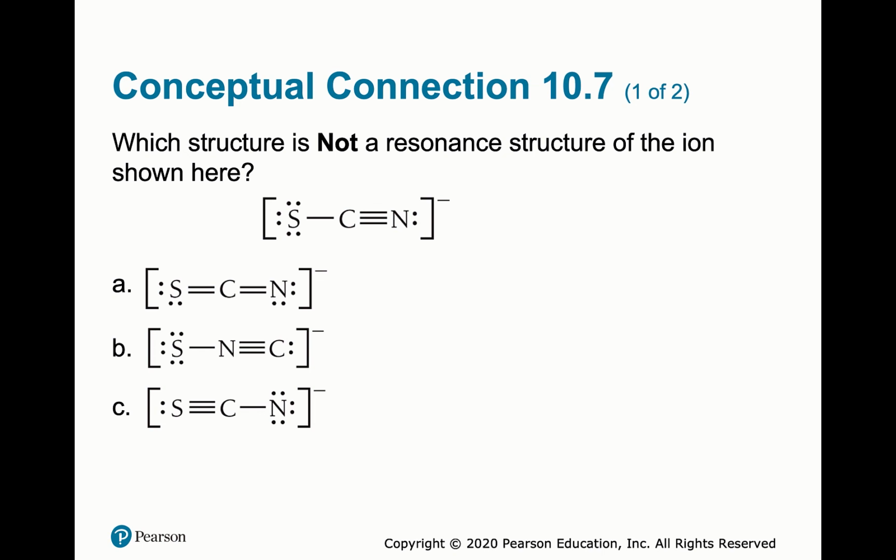The one that's not the resonance structure would be B, because the atoms are exchanged. So here you have sulfur, carbon, nitrogen, carbon's in the middle for that one. B, you've had the atoms exchange, so that is one where this is not a resonance structure.